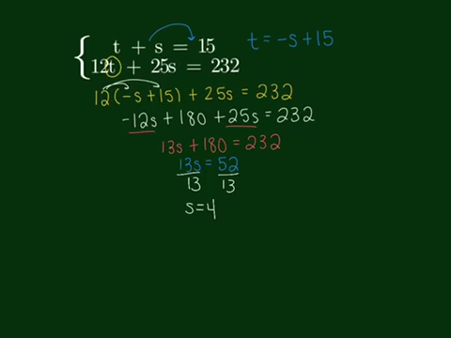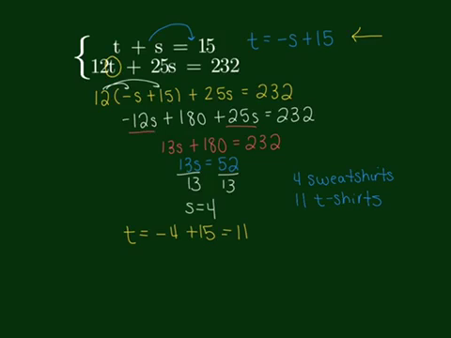So now we just need t. Remember, it's easiest to go back and plug it into this equation that we solved for t. So t is equal to negative s, so negative 4 plus 15, which is 11. So what this tells us, again, we're not going to write it as an ordered pair because it's an application, that he bought 4 sweatshirts and 11 t-shirts.